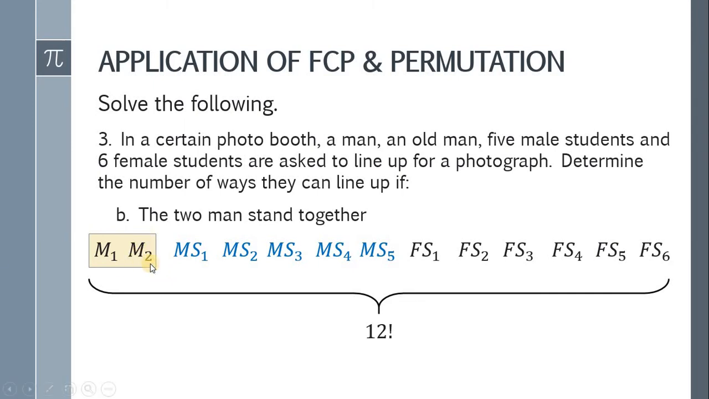So, since dalawa sila, meron tayong 2 factorial ways. Therefore, according to fundamental counting principle, we have 2 factorial times 12 factorial different ways, or simply, we have 958,003,200 different ways na pwede natin silang i-line up sa photograph na kung saan yung dalawang man ay nakatayo ng magkasama or magkatabi sila sa picture. Okay? Now, let's move on to letter C.